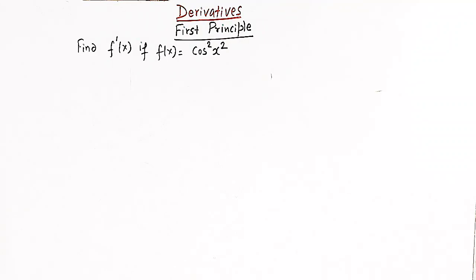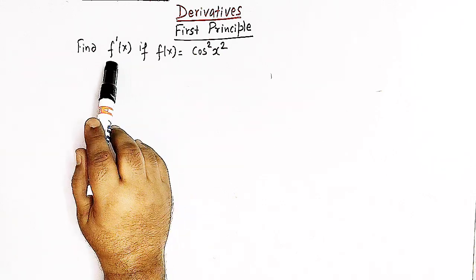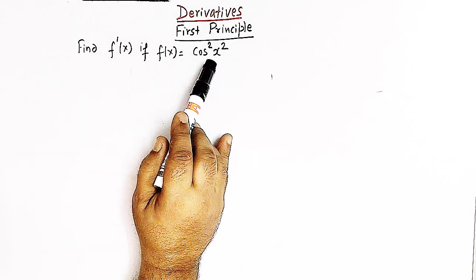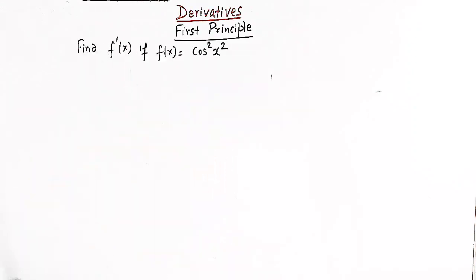Hello viewers, in today's session we are going to discuss another important and conceptual problem from derivatives. So here we are going to discuss one important problem in which we'll find out the derivative of this function f of x, which is equal to cos square x square, using the definition of derivative of a function f of x, which is also known as the first principle, right?